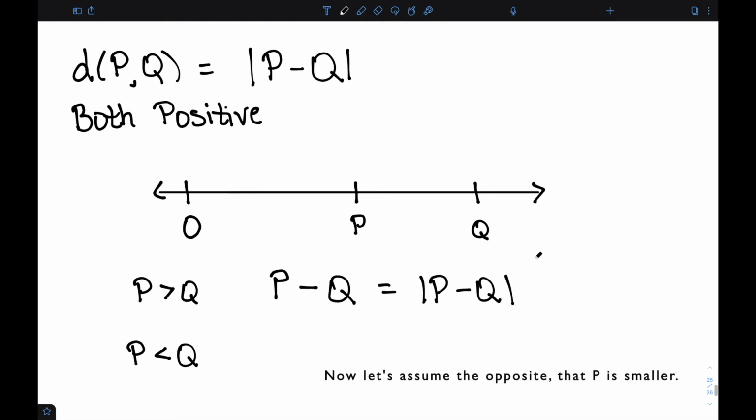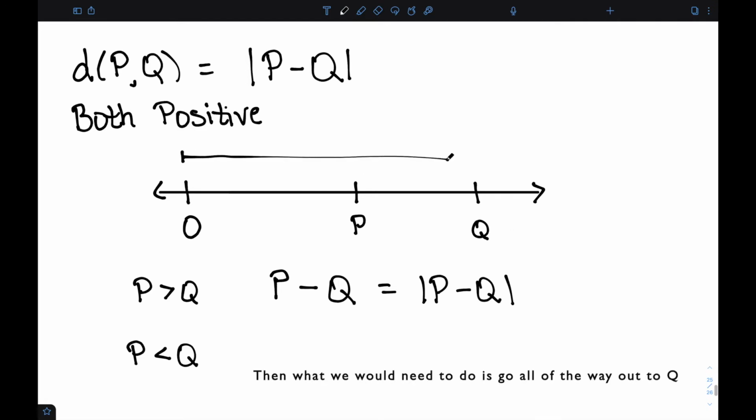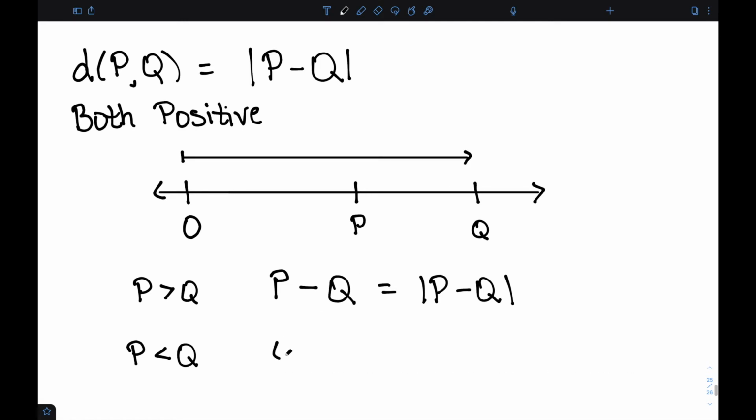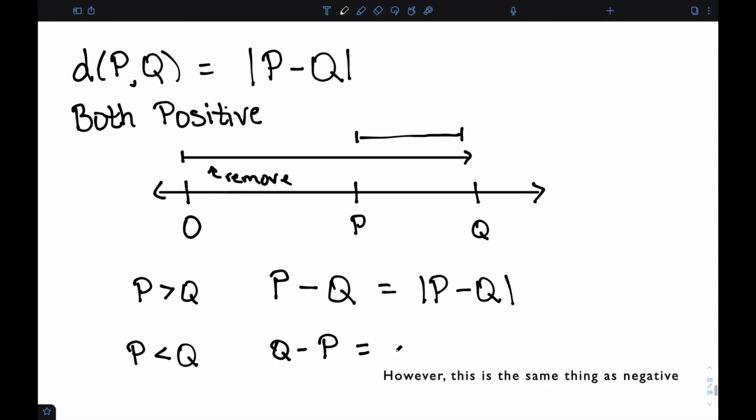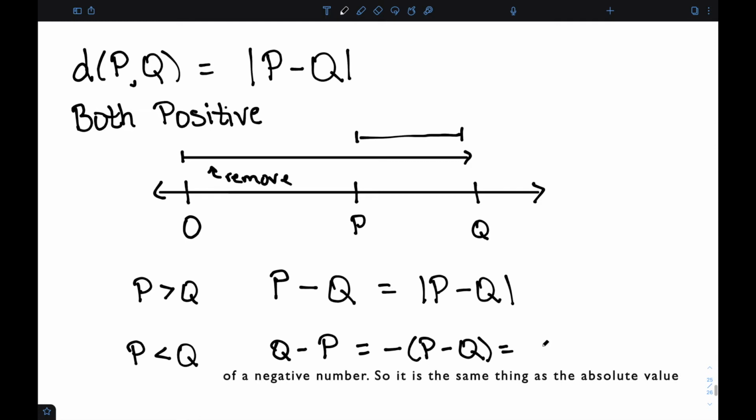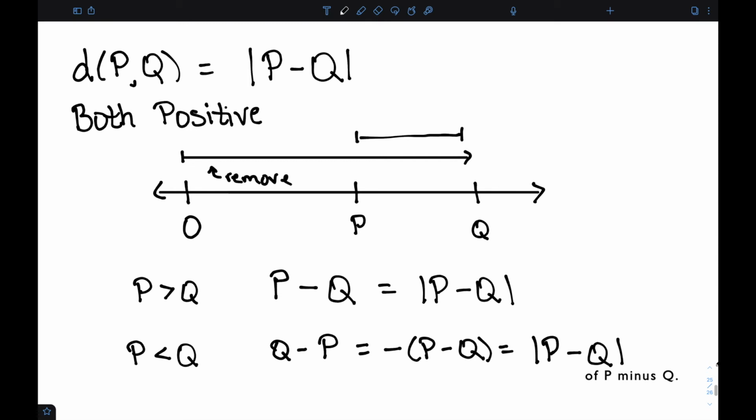Now let's assume the opposite, that p is smaller. Then what we would need to do is go all the way out to q, and then remove the piece that we don't want, which is p. However, this is the same thing as negative p minus q. P minus q is a negative number, so this is negative of a negative number, so it's the same thing as the absolute value of p minus q.